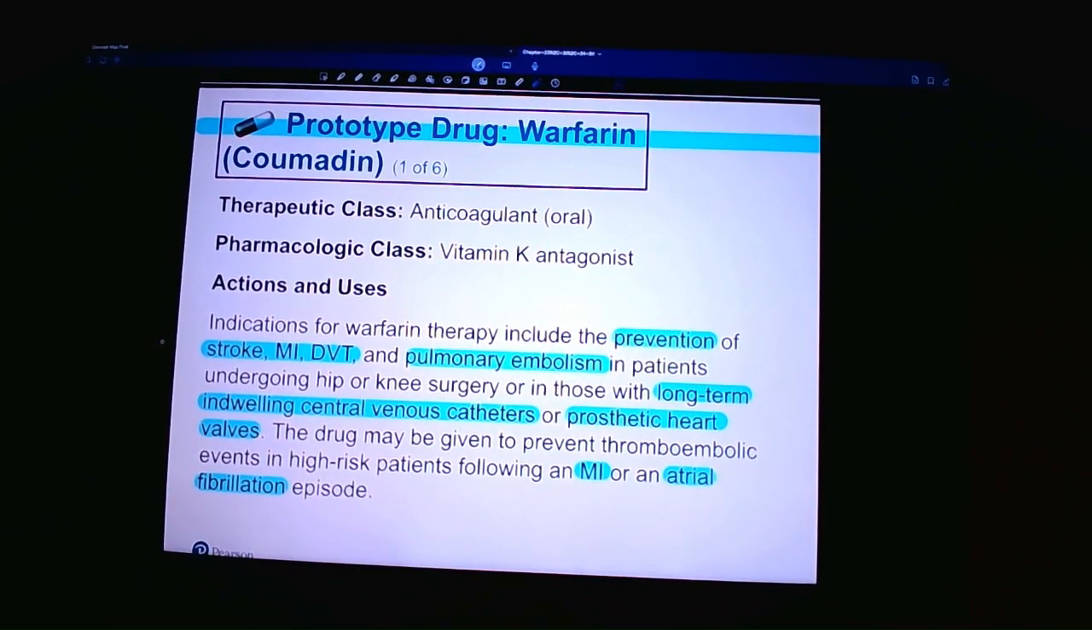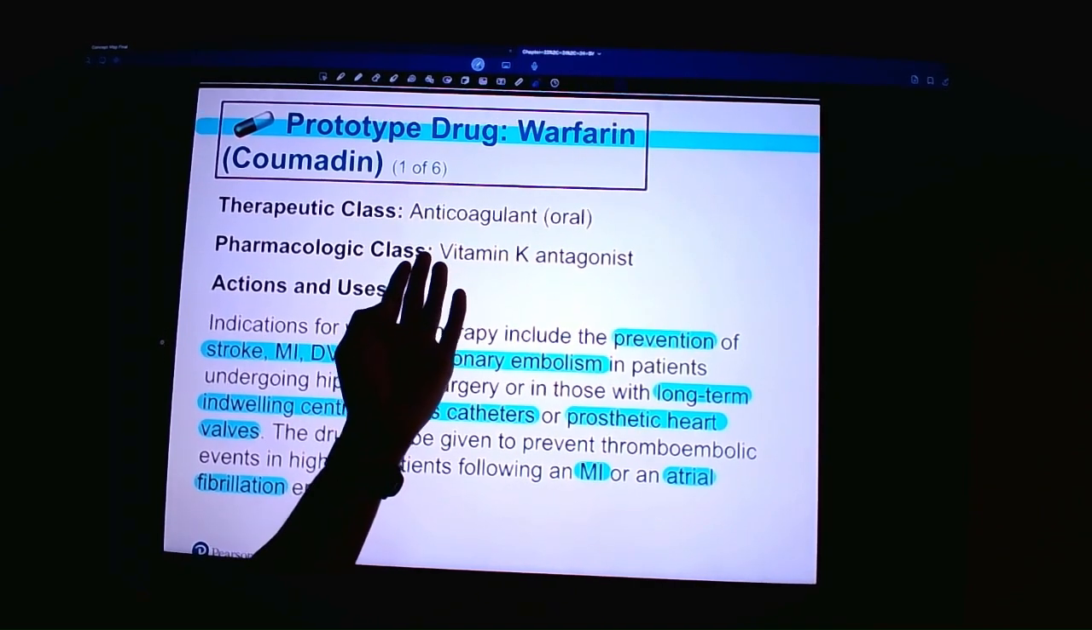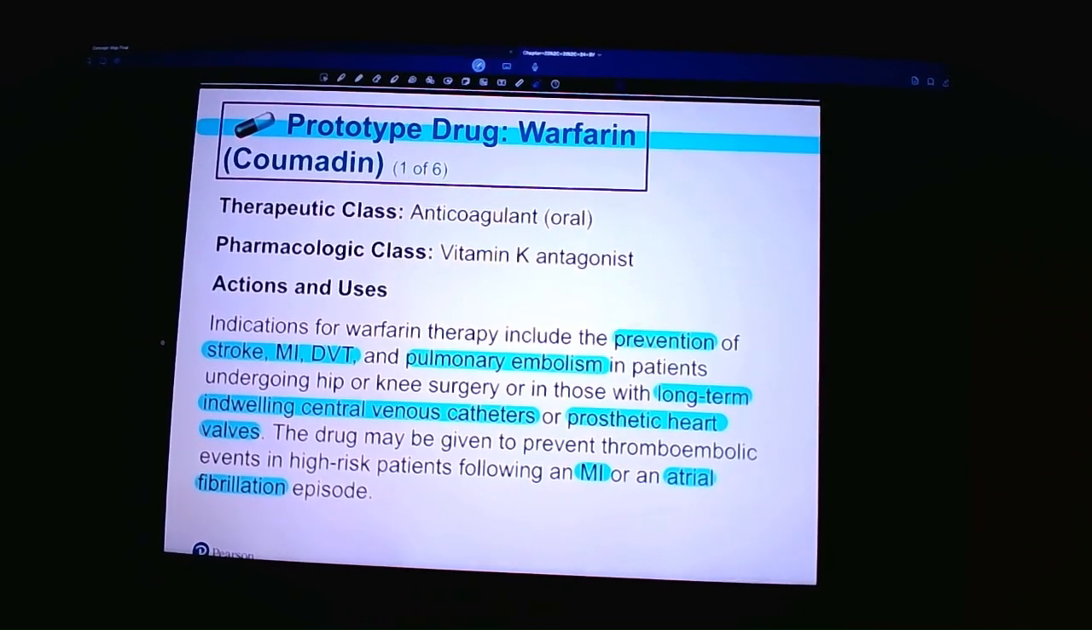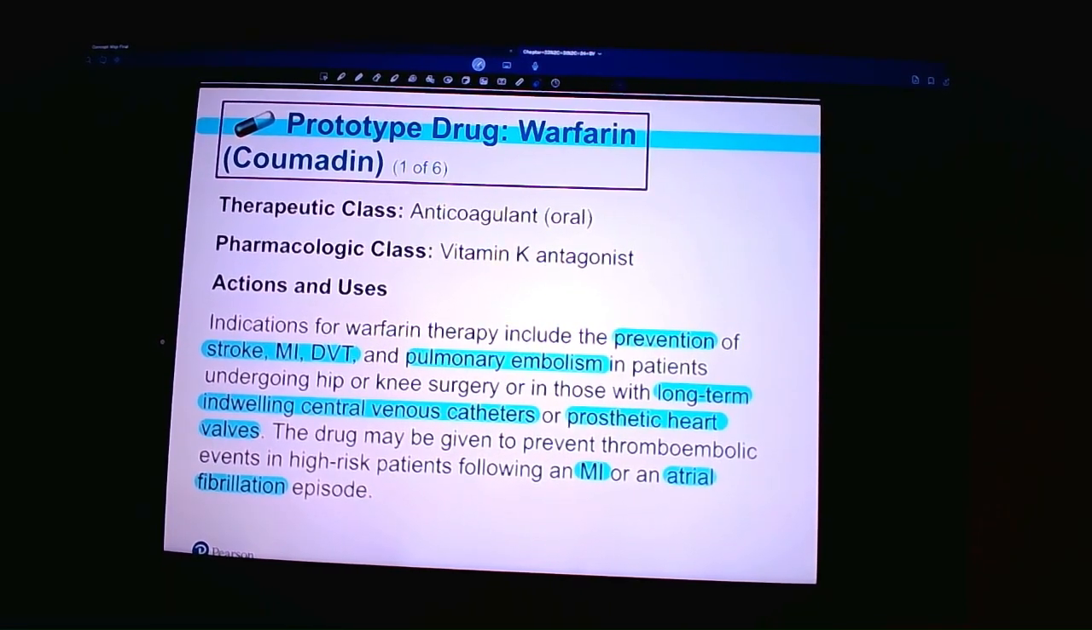So now we have warfarin, right? That one is our PO version of an anticoagulant, Coumadin. Generally, this one is a vitamin K antagonist, right? We talked about how vitamin K helps us clot. That's basically what it is. So if vitamin K is very important for clotting, and you hold it off, you won't be able to clot.